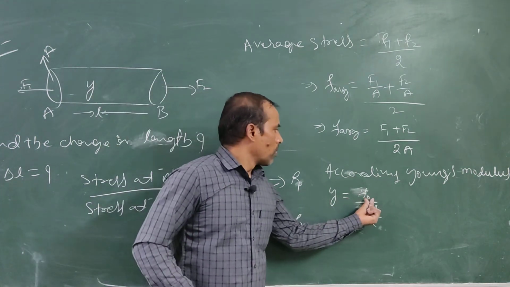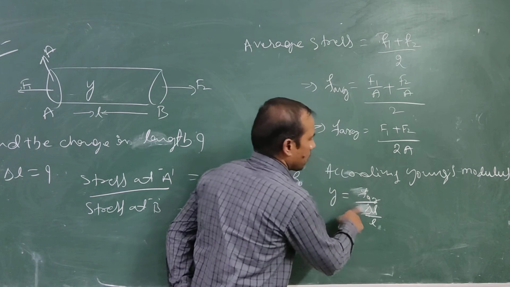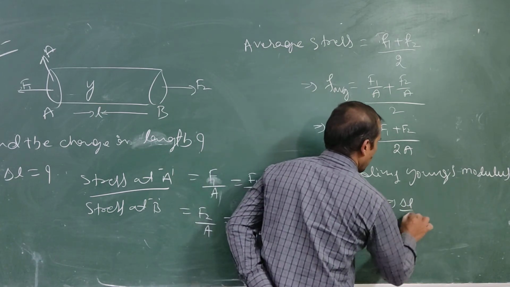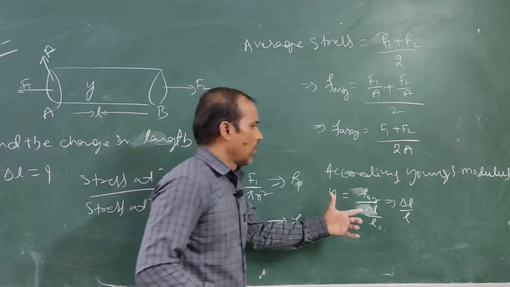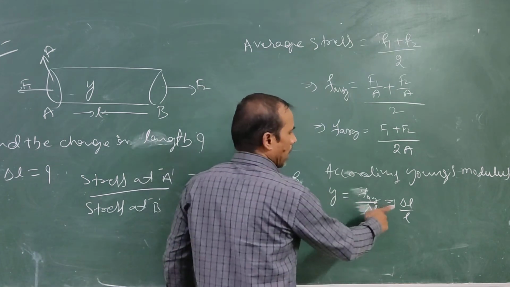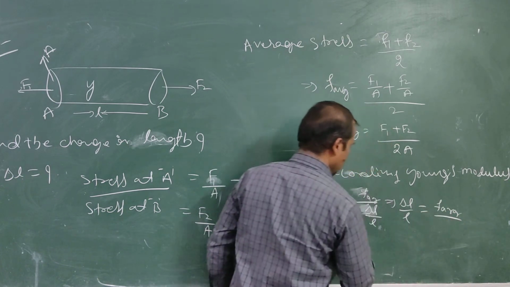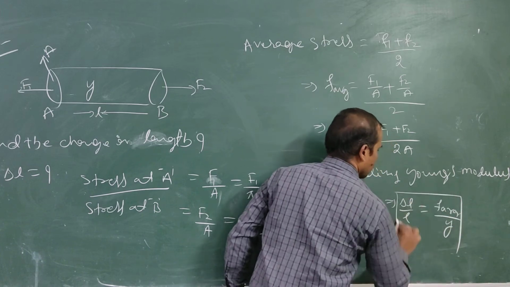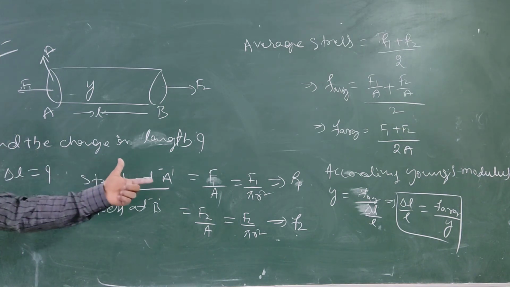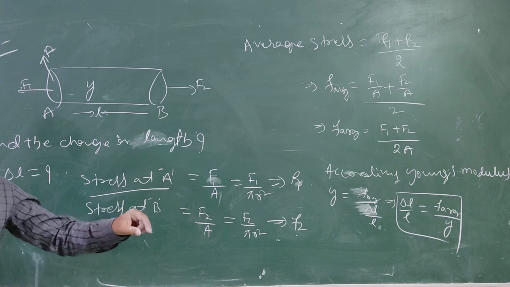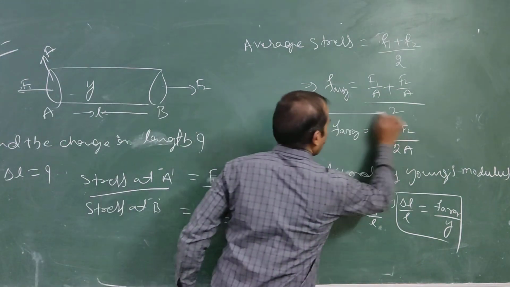So here, average stress by strain. We want delta L by L, the change in strain or change in length of the given rod. So delta L by L is equal to average stress by Y. Now find out delta L. Delta L is equal to L, the original length of the rod, into the average stress by Y.